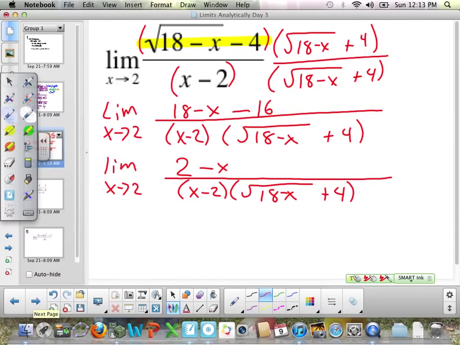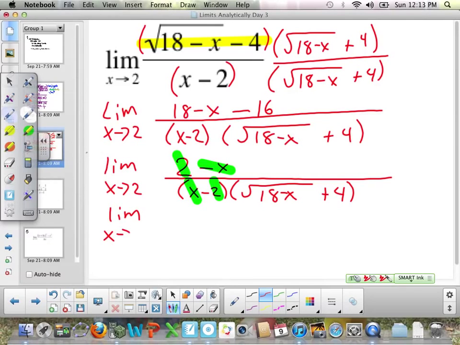Okay, we don't quite have anything that cancels here. However, if you look, this is 2, this is negative 2. They're opposites. This is x, this is negative x. They're opposites. We can make this work out if we just had the opposite of what's on the top. And we do that. To do that, we'll do the limit.